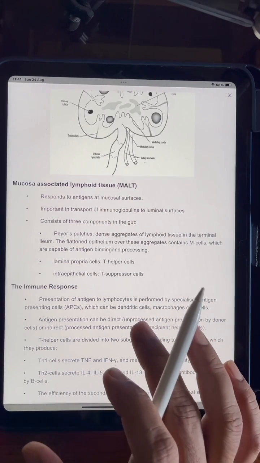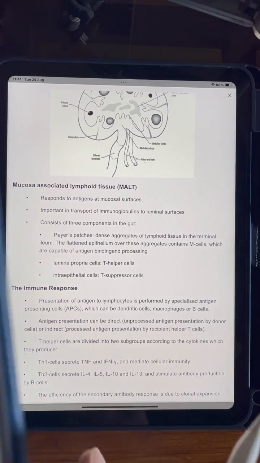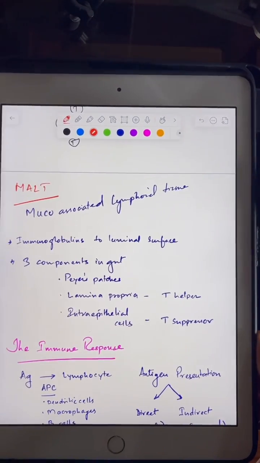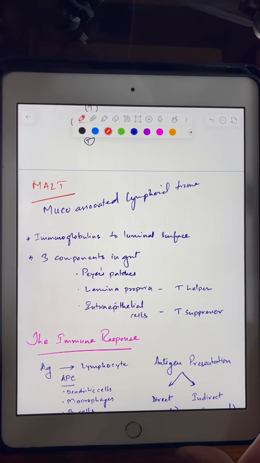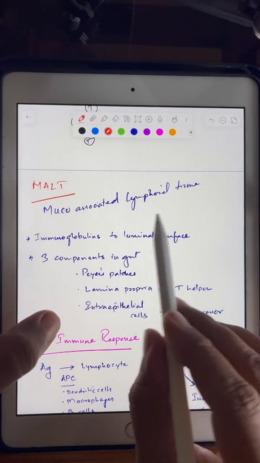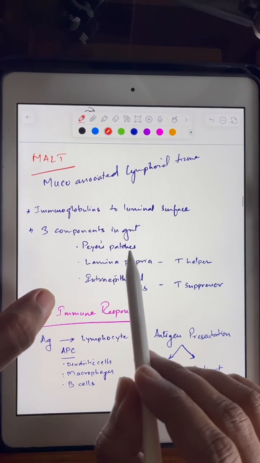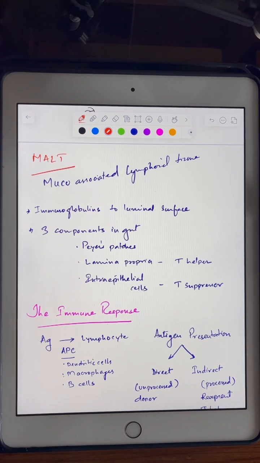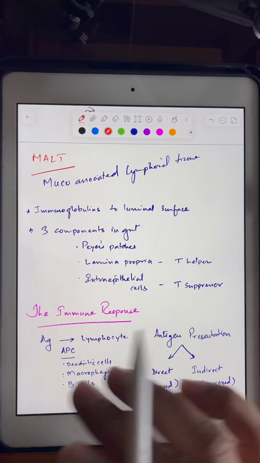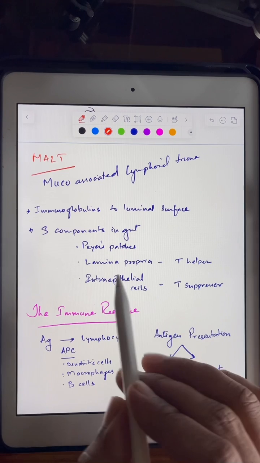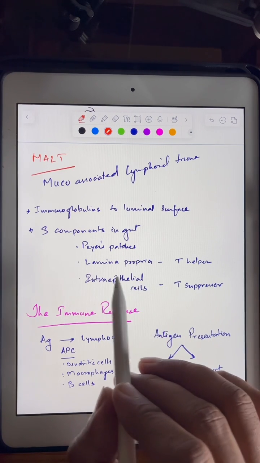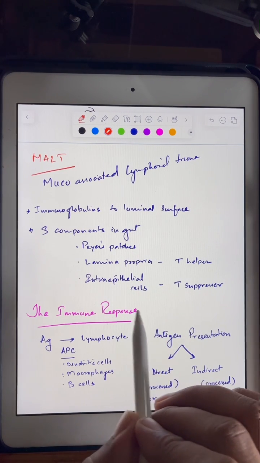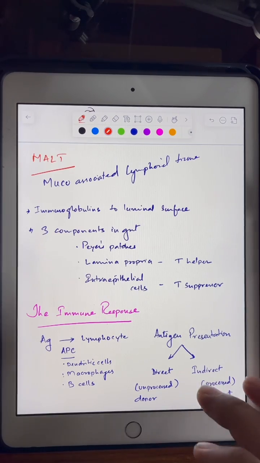Now we will see mucosa-associated lymphoid tissue, MALT. Mucosa-associated lymphoid tissue delivers immunoglobulins to luminal surfaces. In the gut, the stomach and small intestine, the mucosa has three components: Peyer's patches in the small intestine, lamina propria with T helper cells, and intraepithelial cells, which are T suppressor cells.